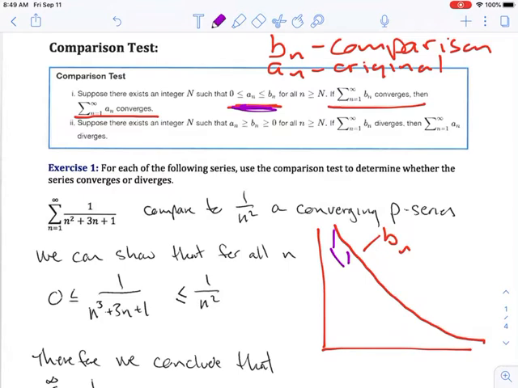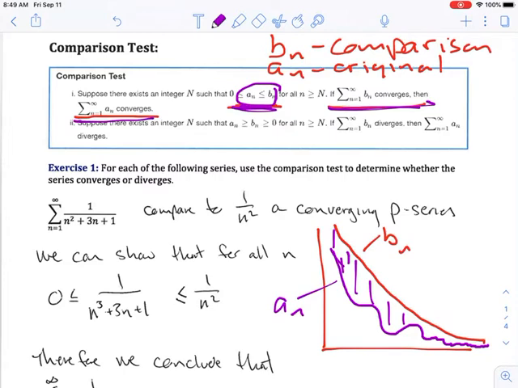No matter what A sub n is doing in here, if it's always underneath B sub n, then as B sub n converges, A sub n has to also converge. It's kind of like a version of the squeeze theorem. The purple line, A sub n, is always underneath B sub n. As B sub n converges towards 0, A sub n has nowhere to go except to also converge. So that's why if B sub n is always greater than A sub n and B sub n converges, then A sub n must converge as well.